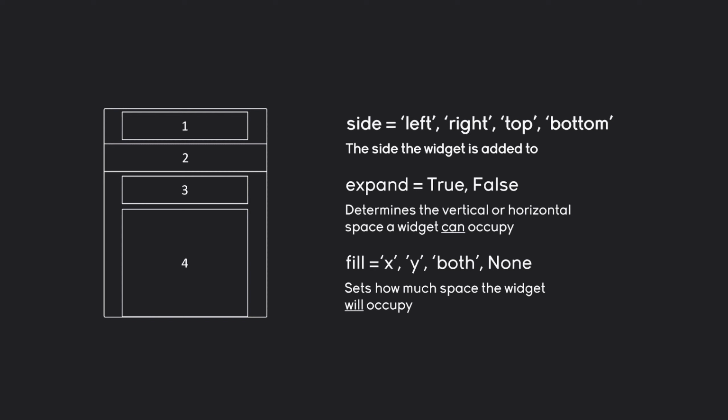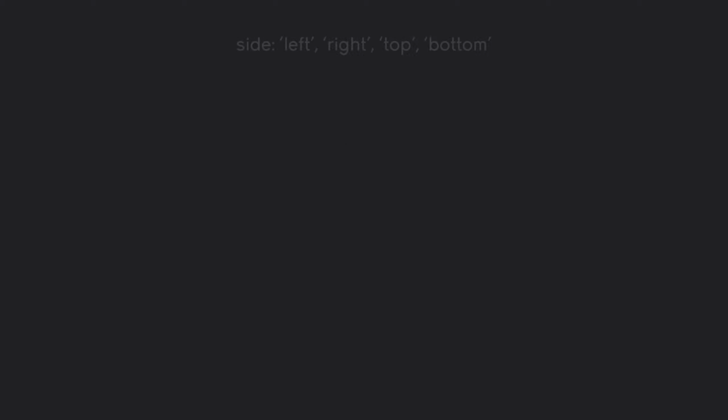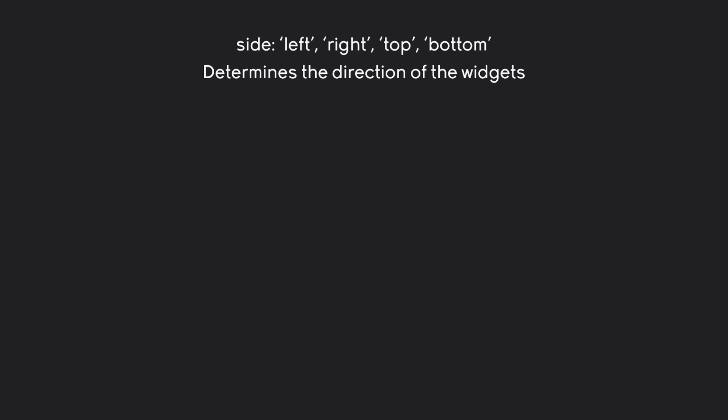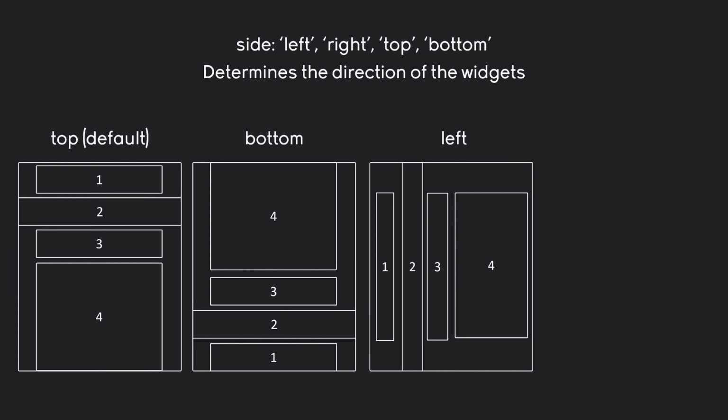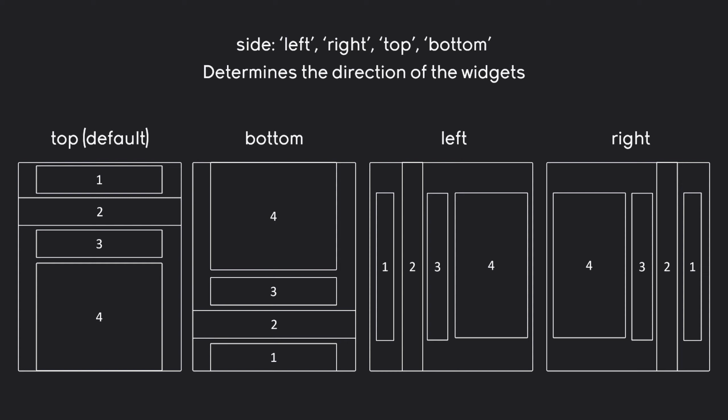So let's go into a bit more detail. For the side, again, we have left, right, top, and bottom. And this determines the direction of the widgets, or rather how we are stacking these different widgets. The four options we have are top, bottom, left, and right. I don't think I have to explain all of this too much, it should be fairly straightforward. Let's get started by playing around with this argument.